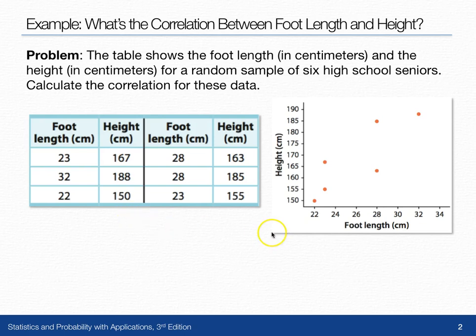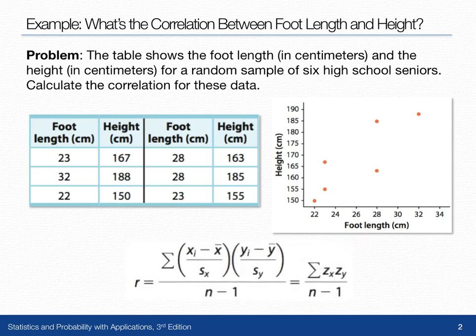In the previous lesson, we learned how to estimate the correlation between two quantitative variables. Notice in this scatter plot, there's a fairly strong linear positive relationship. So our estimate of the correlation R is going to be positive and close to 1.